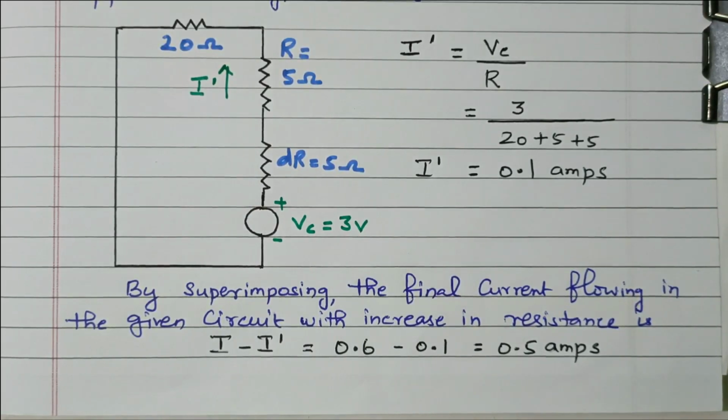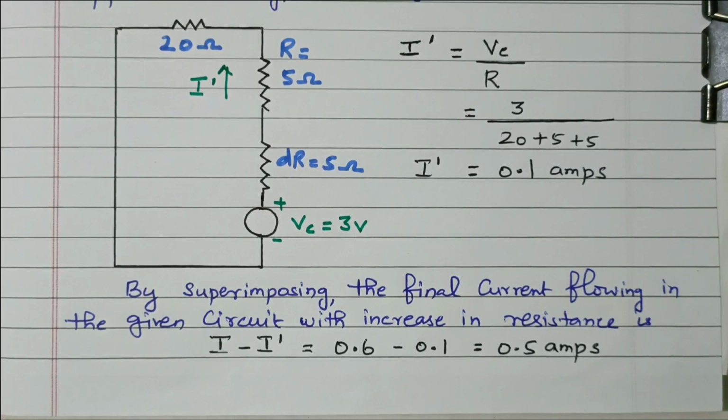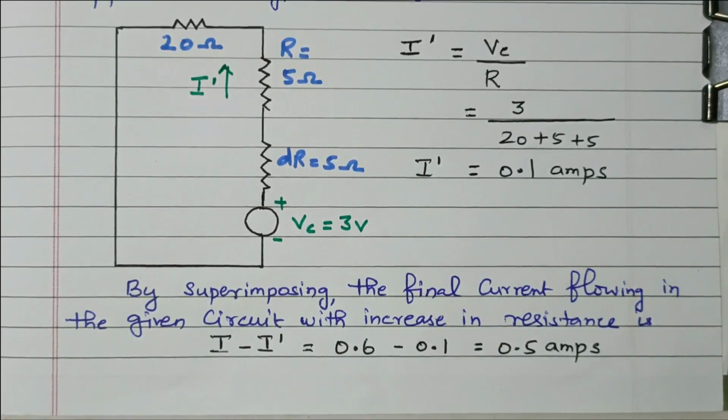So in this problem we discussed the compensation theorem in a DC circuit. The resistor value is increased. Due to that, there is an opposing voltage. This is called a compensation voltage. First we calculated the original current. From the original current and the change in resistor, the compensated voltage is calculated. From the compensated voltage, the opposing current I dash is calculated. From I and I dash, we finally calculated the current flowing through the circuit. The change in the circuit is I minus I dash.